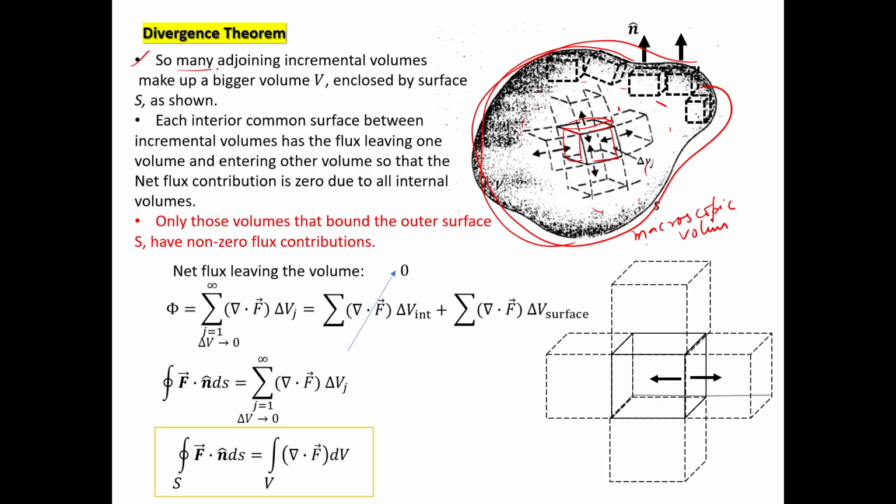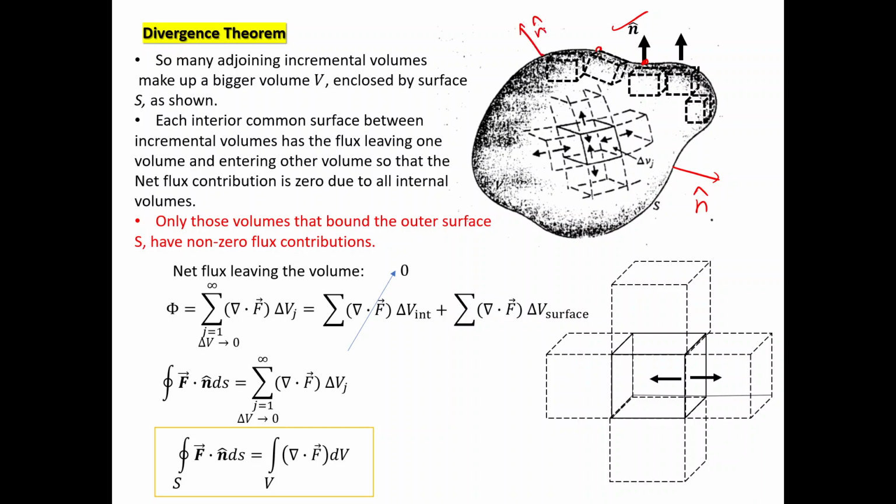See this point, so many adjoining incremental volumes make up a bigger volume V, and it is enclosed by a surface S. Let us call this S. This volume V is enclosed by the surface S, and let's say at any point the outward normal to the surface is given by the unit vector n, and of course the direction of n will vary from point to point. At different points it will have different direction, so the unit normal is dependent on the point.